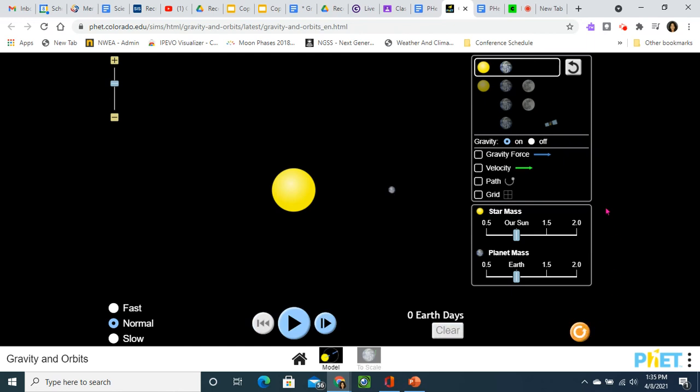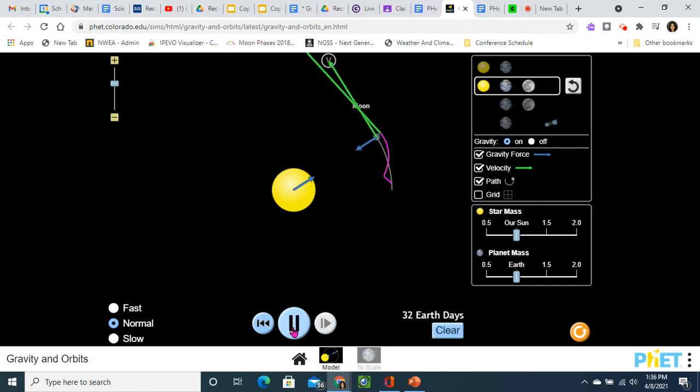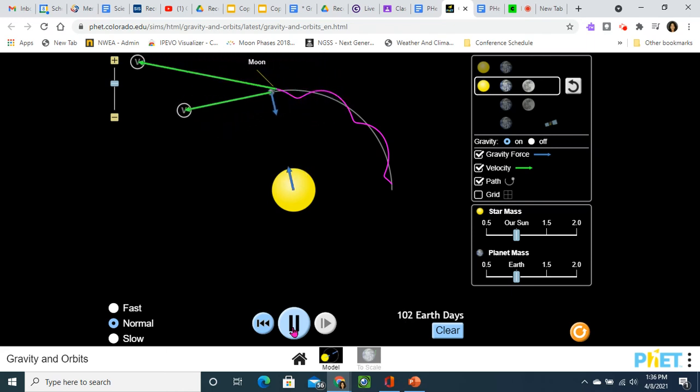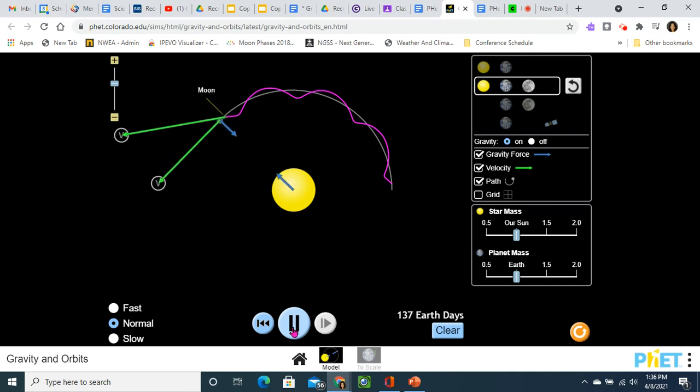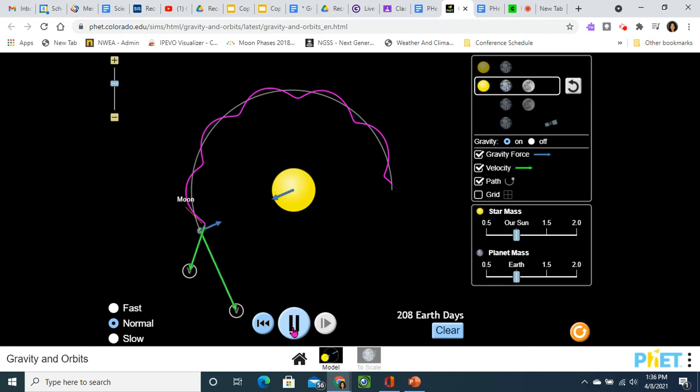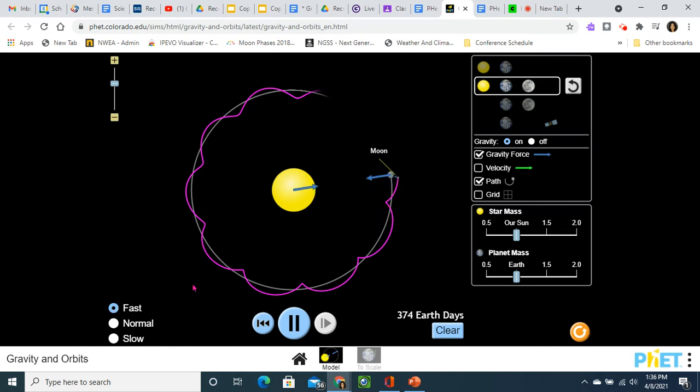So I'm going to reset it. It's kind of fun to just turn on some things, see how fast it's going, what is its gravity force. Let's play with the moon and the Earth. So this is the speed. It's slow, speeding up, slowing down. We know the moon moves lots faster. Here's the path of the moon.